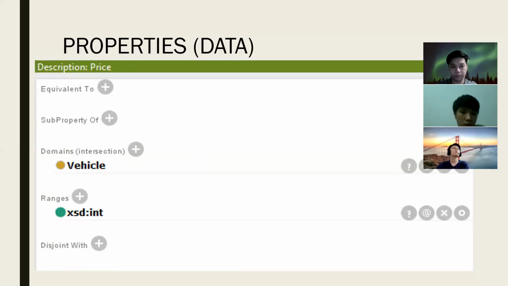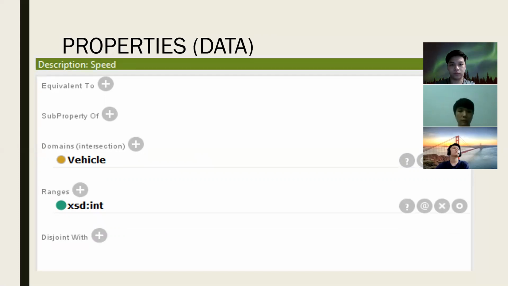Next will be price. This is used for inserting the price of the vehicle. The domain is set to class. The range will also be integer because the value is integer only. For speed, the data property is to indicate the top speed of a vehicle. Its domain is vehicle and its range will be integer.